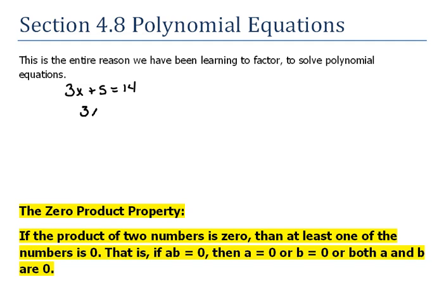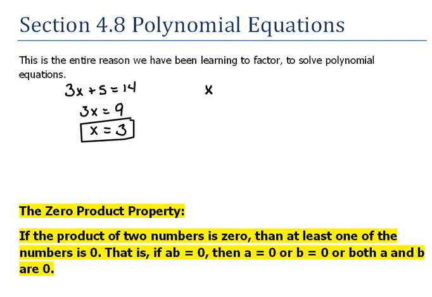So I would have 3x = 14 - 5, which is 9. And then, still getting the x alone, we would have to divide both sides by 3 to get x = 9 divided by 3, which is 3. So this would be our solution to this equation. Now, we could do those things just fine. We've really practiced on how to do them.